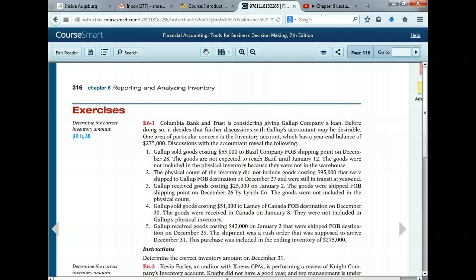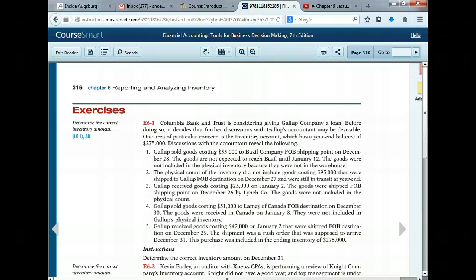Number two, the physical count of the inventory did not include goods costing $95,000 that were shipped to Gallup FOB destination on December 27th and were still in transit at year end. Correct. It's perfect because Gallup purchased goods that would transfer title when they hit the shipping dock. They still haven't hit it, so that's correct.